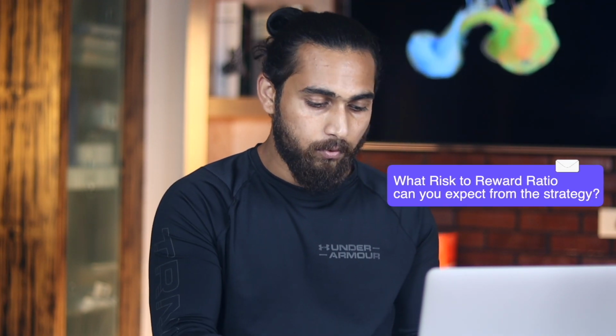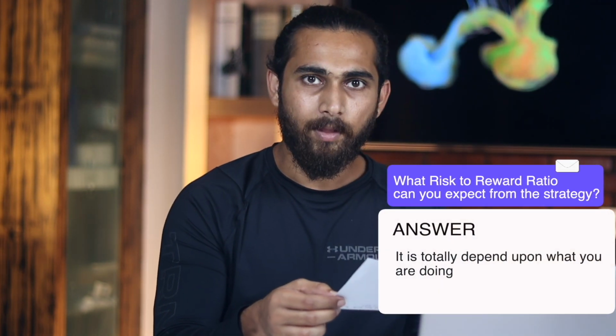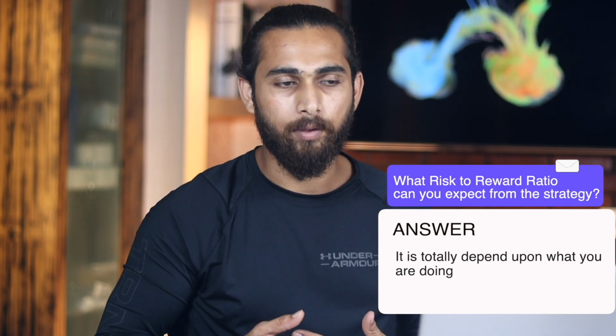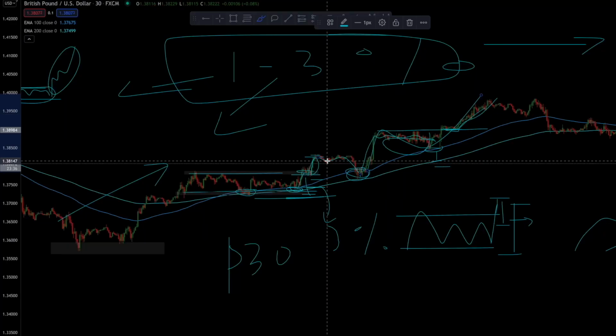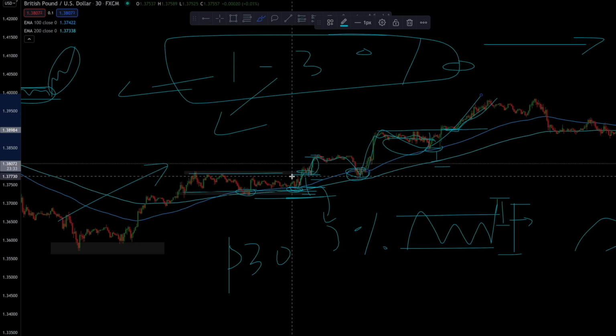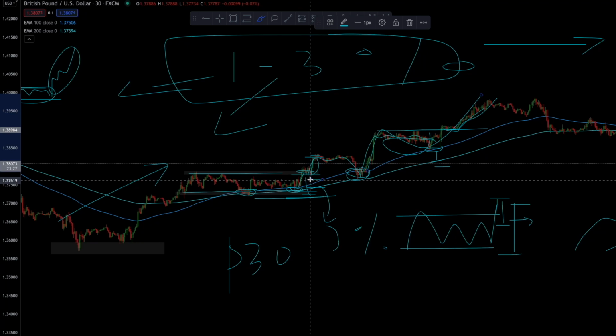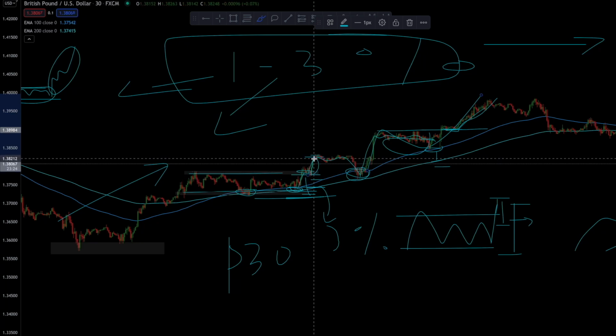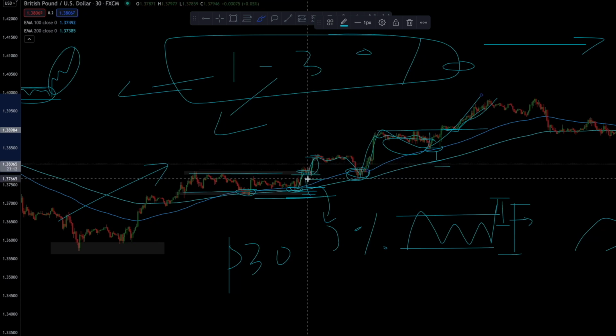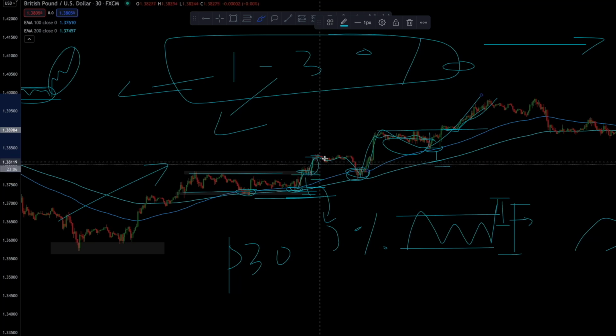Now the next thing is, what risk to reward ratio can you expect from the strategy? It will totally depend on what you are doing. As I told you, you can use 2 different stop losses and take profits. So let us go to the screen. Let us say you are entering at this point and you are keeping your stop loss over here, and then your take profit will be over here. In this case, your risk to reward will be higher, but this will in turn damage your win rate, because the price can come down and take your stop loss, which will be over here, and then you will be kicked out of the trade, and then the price will move in your desired direction.